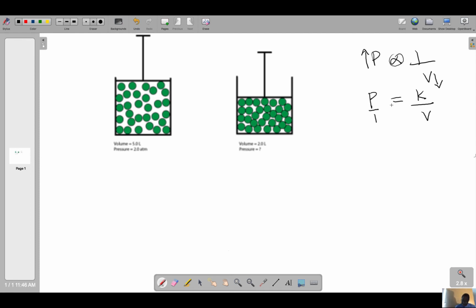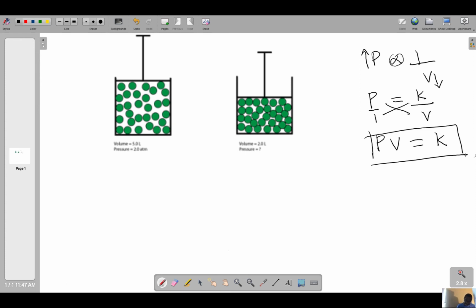We want K to stand alone. This is the same as saying P over 1, so we cross multiply: P times V, K times 1. That gives us PV equals K. This is another way of expressing Boyle's Law. It says that pressure multiplied by volume is equal to a constant.